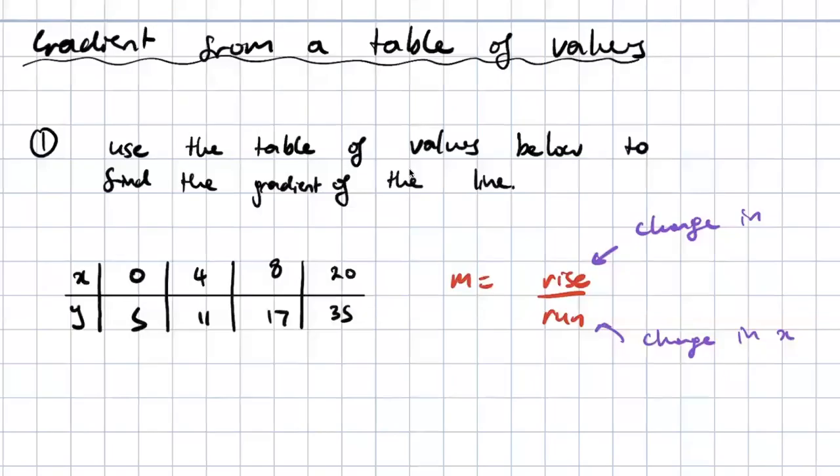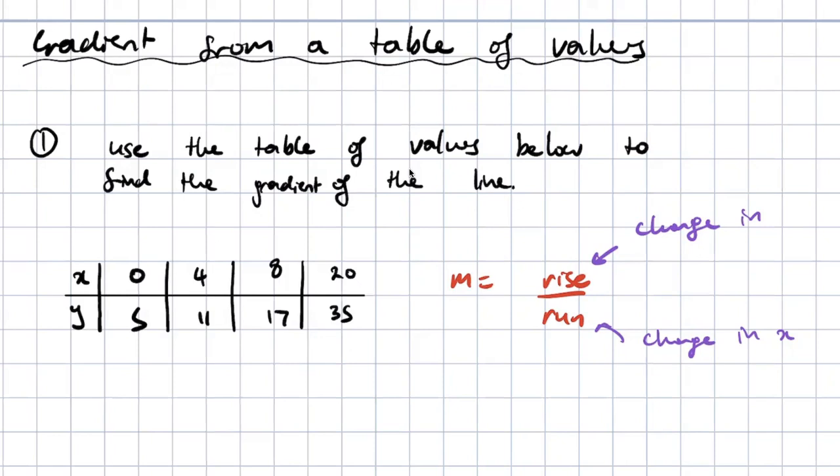Hello and welcome back. In this video, we're going to be talking about calculating the gradient, this time a slightly different way, from a table of values. A table of values we know is a very useful tool for graphing linear relationships. However, we're going to start heading the opposite way and looking at a table of values to find the original rule for the linear relationship that we're after.